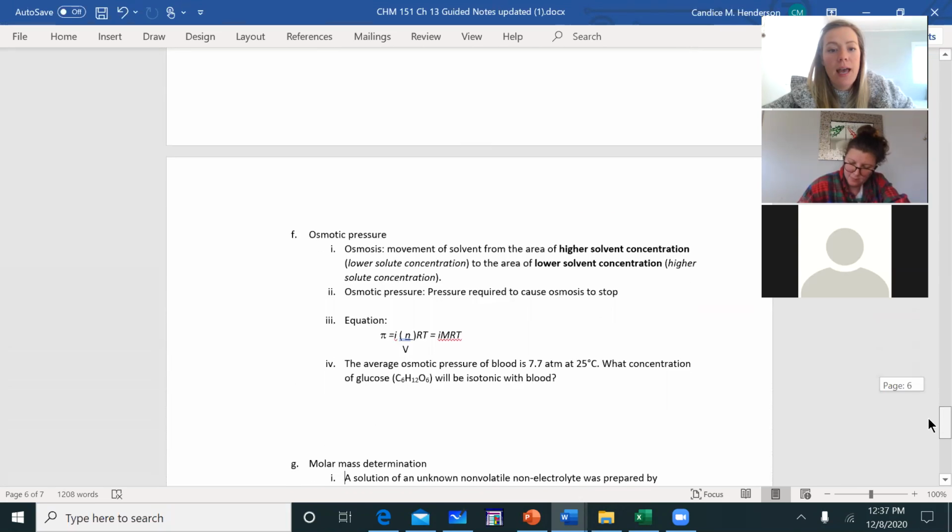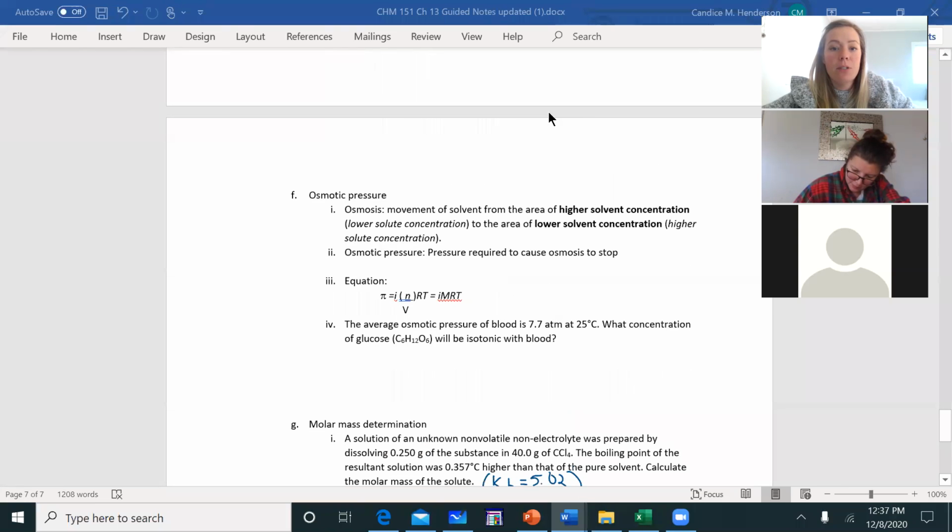Let's look at the next colligative property, which is osmotic pressure. To understand osmotic pressure, you need to know what osmosis is. Osmosis is the movement of your solvent from a high solvent concentration area to a low solvent concentration area. Or it's the movement of the solvent from a lower solute, a more diluted solution, to a higher solute, a higher concentration solution.